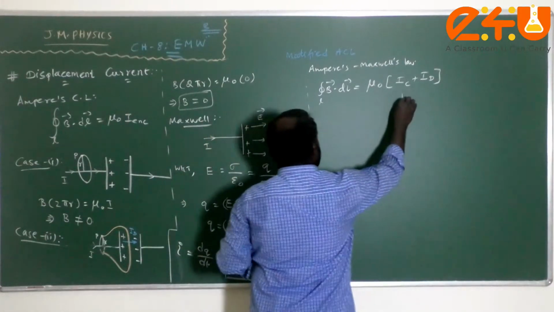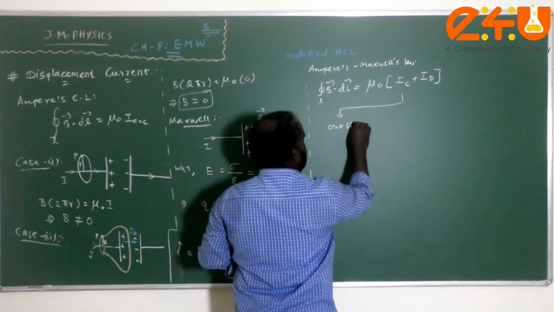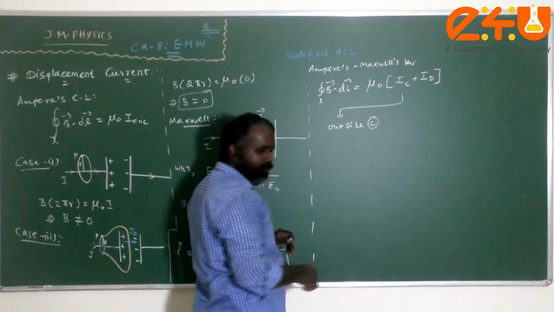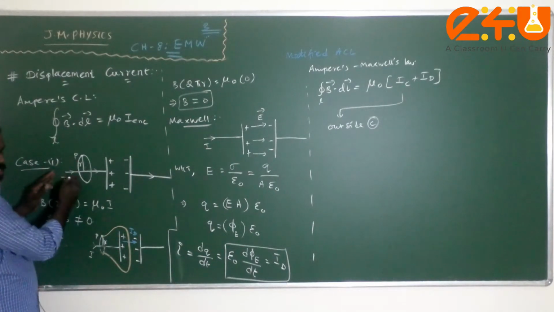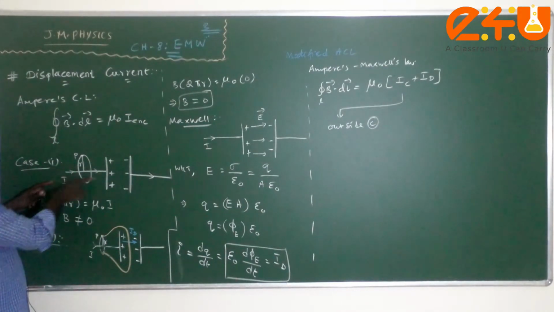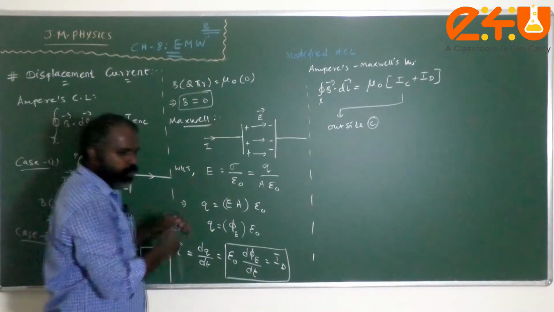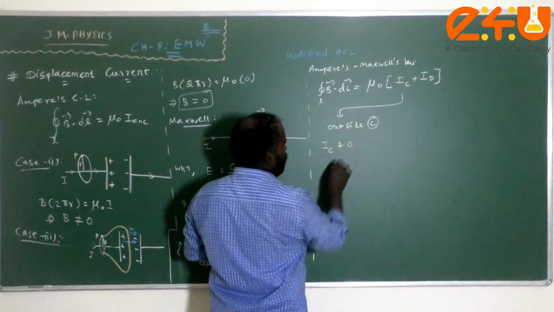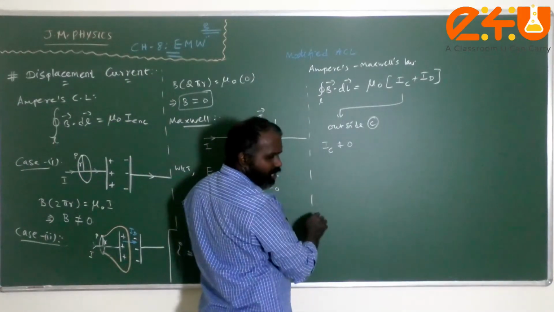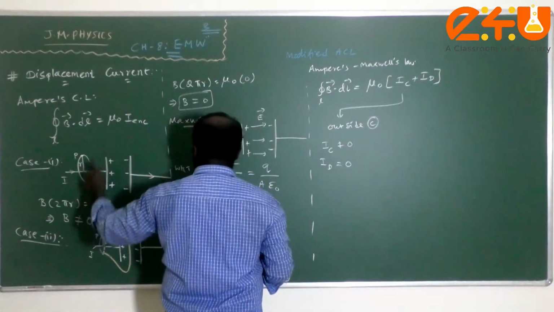So in this case, just see the diagram. This is the outside of the capacitor plates. The current passing through the wire is called the conduction current, due to the flow of electrons. So in this case the conduction current is non-zero, which is nothing but dq by dt, but the displacement current is zero because there is no electric field.